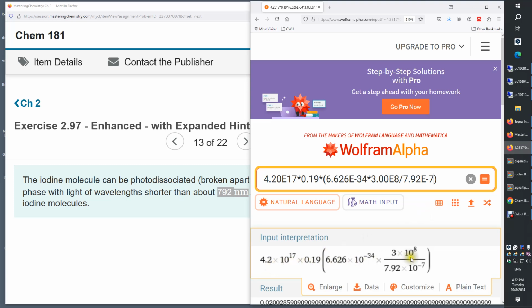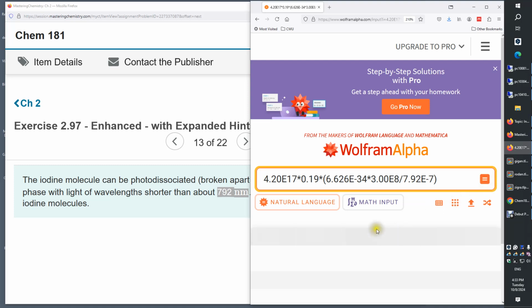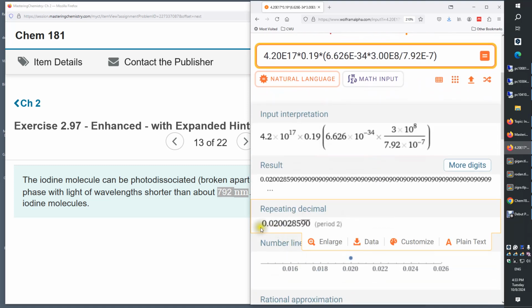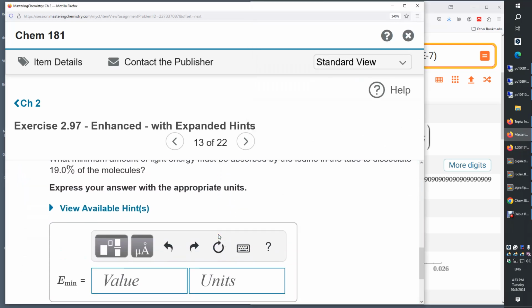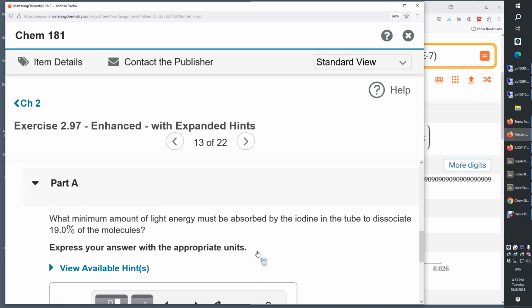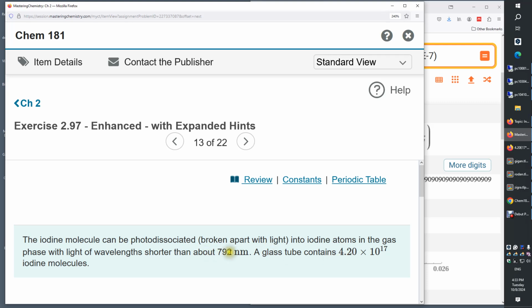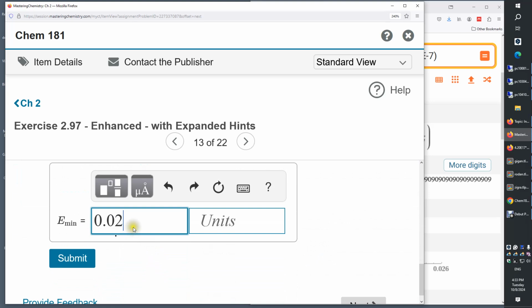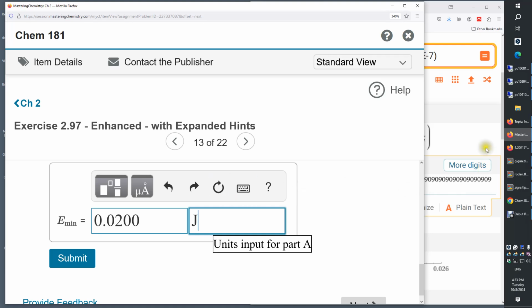and then I click the equal sign, and you'll see Mastering Chemistry will do this. The number of molecules, 19%, Planck constant, speed of light over lambda. If you just use the speed of light over lambda, you'll get frequency here. But let's look at the final result, 0.0200. What's the unit? It's going to be joule, because the question is the energy, and I used SI units in my calculation. Let's keep 3 significant figures, and joule is the SI unit of energy. Alright, submit.